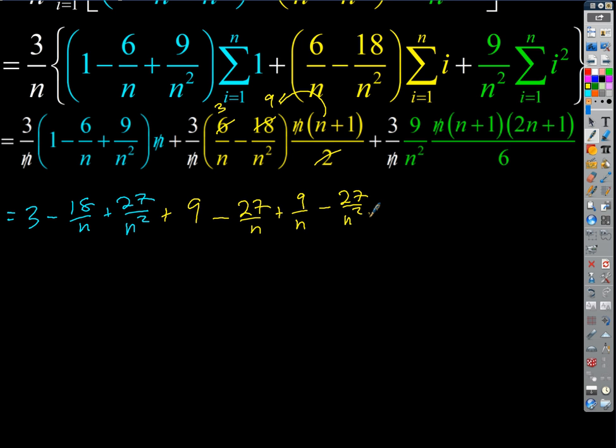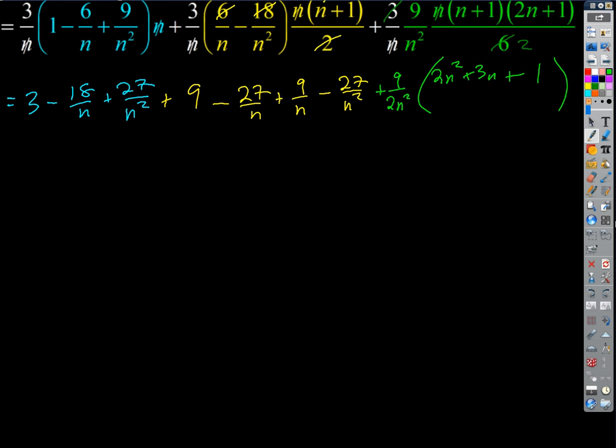Okay, what about over here then? We can do a little cancellation here, can't we? Let's cancel the 3 and make that a 2. So now I'm going to have 9 over 2n squared times the product of all this stuff. In fact, just to make this one a little easier, let's take this one in two steps. So 9 over 2n squared times n plus 1 times 2n plus 1. Well, you told me yesterday that's just 2n squared plus 3n plus 1, right?